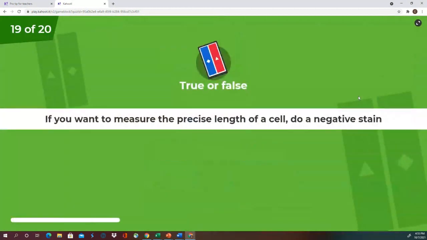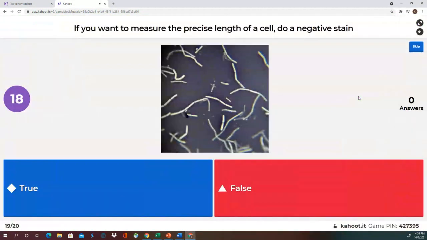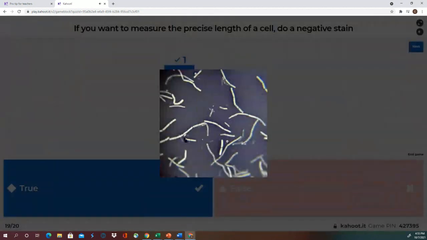All right, 2 more questions. If you want to measure the precise length of a cell, do a negative stain. Yes, yes, and yes. Because remember, no heat fixing during the smear step if you're going to do a negative stain. Okay, because that will warp the shape, which then affects the measurement of the cell.